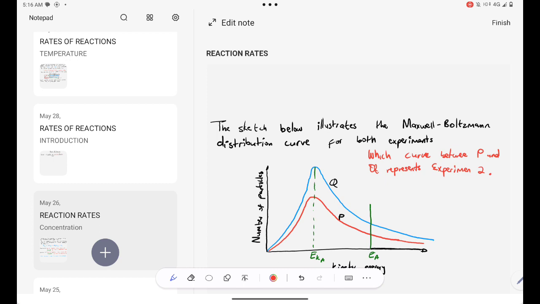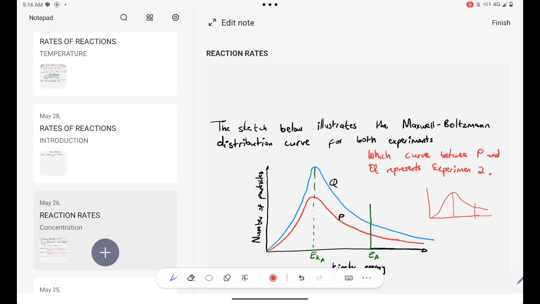The sketch below illustrates the Maxwell-Boltzmann distribution curve for both experiments. Which curve between P and Q represents experiment 2? Remember that experiment 2 is the one that was held at a higher temperature. The one held at a higher temperature will have a greater peak than the other. The basic Maxwell-Boltzmann distribution curve is simply like this, and obviously you'll have your average kinetic energy and your activation energy over there.